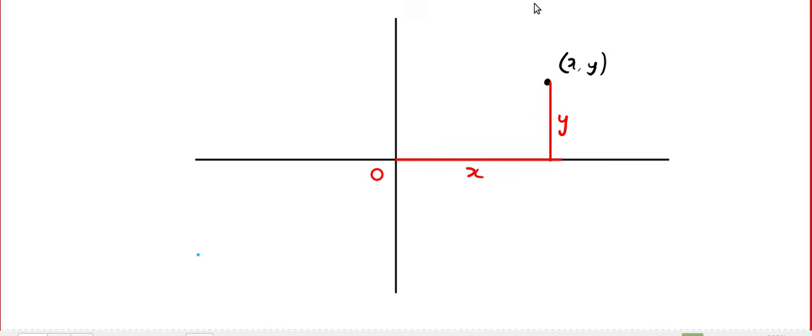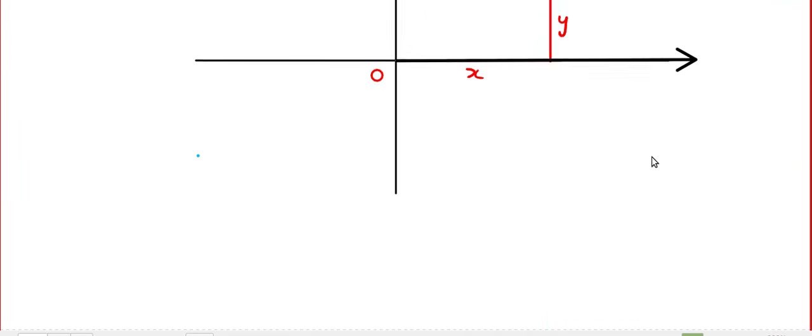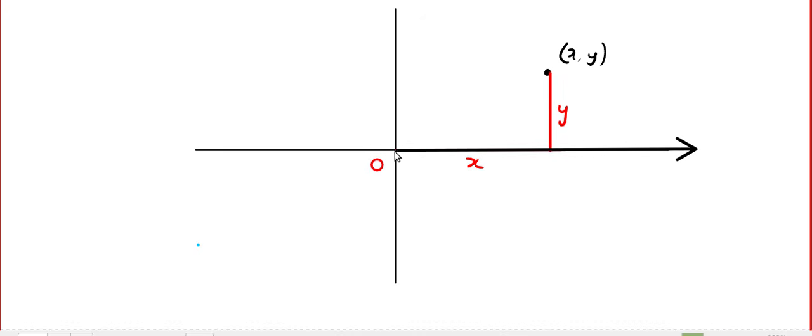Now let's imagine the positive x-axis to be the initial line of our polar system. I told you, if you want to draw something in the polar system, we do not draw the x-axis and y-axis, we just draw an arrow. Let's assume I'm drawing that arrow starting from the origin in the positive x-axis direction. That means this point will serve as the origin in the Cartesian system and the pole in the polar system.